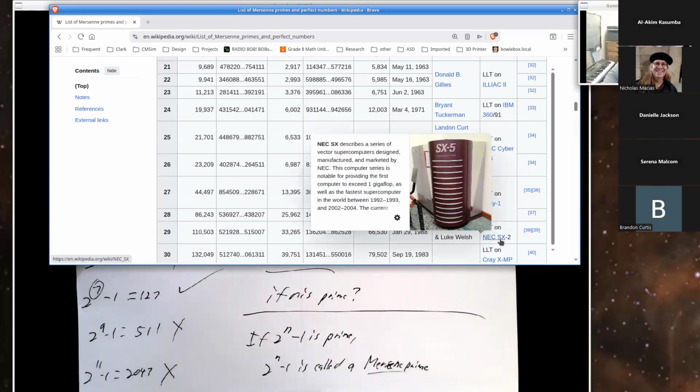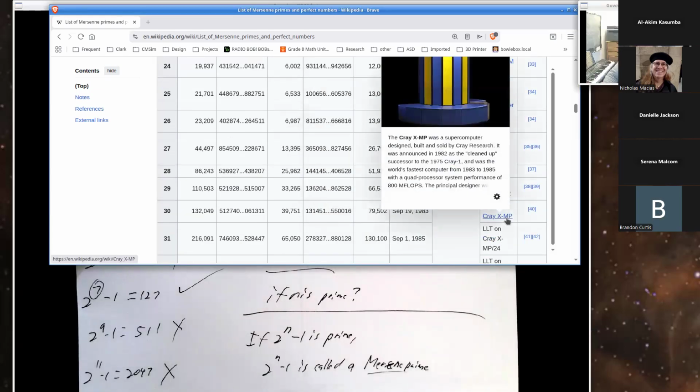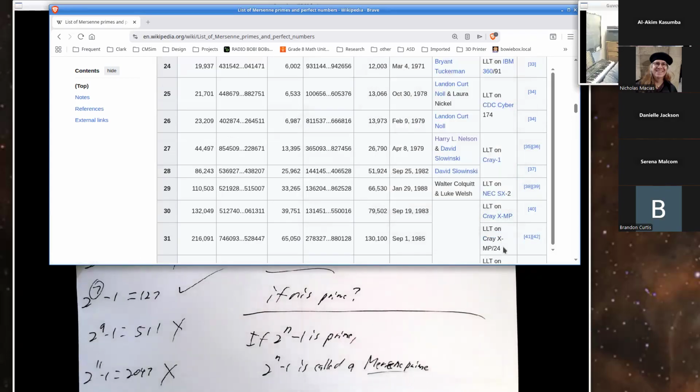NEC SX was another supercomputer, Cray's XMP, Cray XMP 24. So, more and more computational power going into these, and the numbers are getting quite large, right? A number with 65,000 digits, and testing its primality using Lucas-Lehmer tests. So this is in the mid 80s.